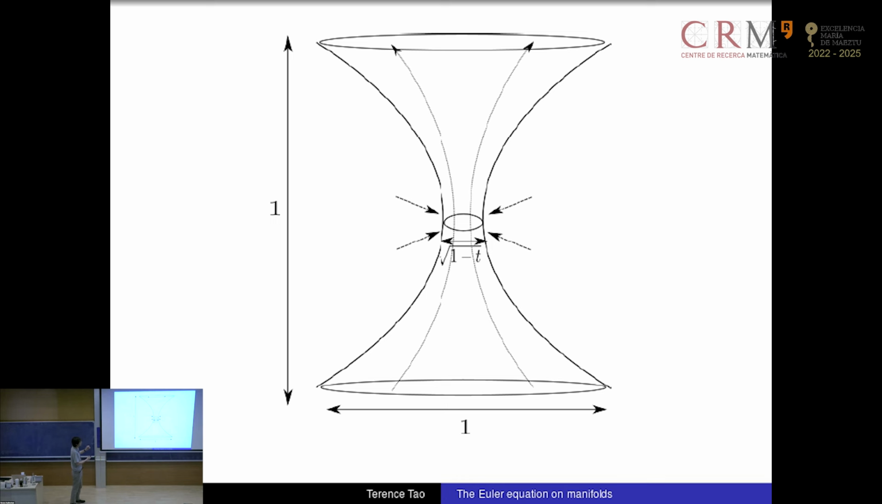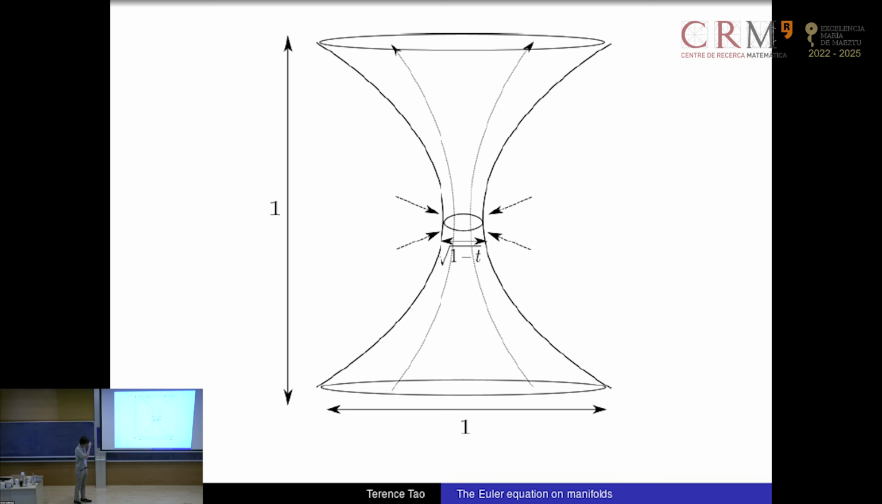And as one minus t becomes small, the little disk of diameter about square root of one minus t, I think the vorticity is 1 over 1 minus t. It blows up at a very prescribed rate. So this is not the type of blow up that we see.